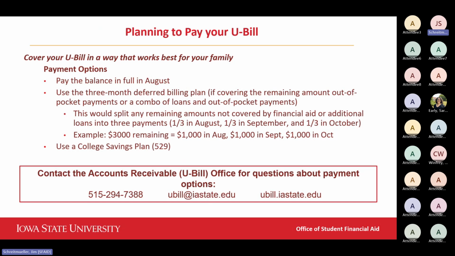So let's say it would split whatever's remaining into one-third payment in August, one-third payment in September, one-third payment in October. Let's say I've set it up so I have enough private loans to cover everything but $3,000 on the U-bill. I can maybe pay the $3,000 all in August, but if it's more convenient, I would get in touch with the Office of Accounts Receivable, get myself put on that deferred billing plan, and then I would just cover my $1,000 in August, $1,000 in September, and that final third of $1,000 in October to get that U-bill covered.